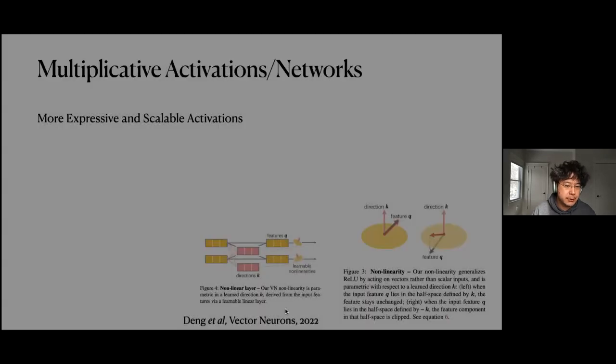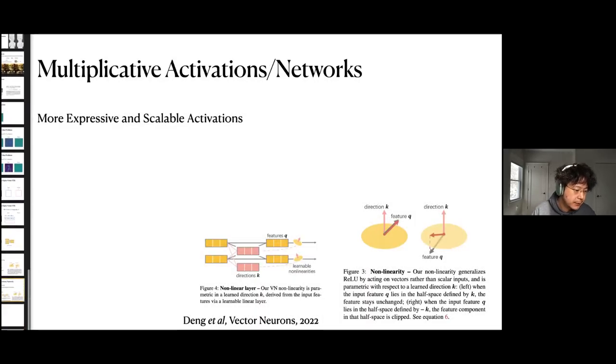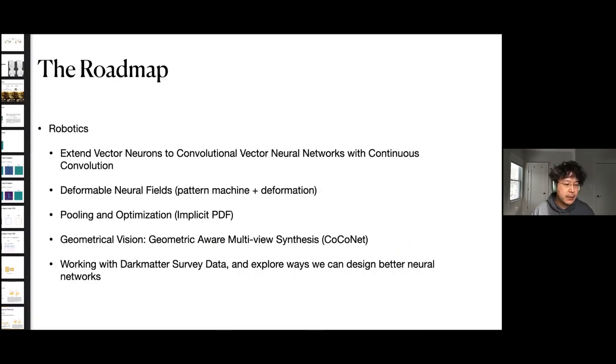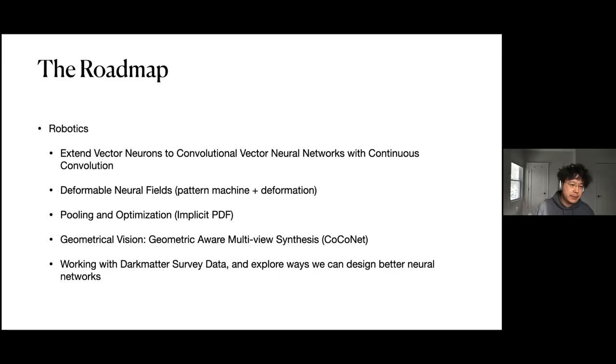And then I want to conclude the talk. Okay. And then I want to go over the roadmap. The first step is to extend vector neurons to convolutional vector neural networks with continuous convolution. The second thing is to figure out ways to do deformable neural fields. In pattern matching, sometimes it's helpful to have, for example, if you have a cup, all of the cups have a handle, right? But the handles can be different sizes and different shapes. Maybe by adding some kind of learned deformable transformation layer in between, it could actually work.